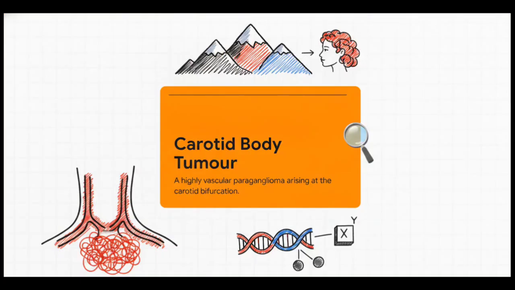Vascular neck mass? Okay, so we're starting our anatomical journey right in the neck, specifically at the bifurcation of the common carotid artery. So what exactly is a carotid body tumor, or CBT? Well, it's a highly vascular paraganglioma arising from neural crest-derived cells, the chemoreceptors to be exact.